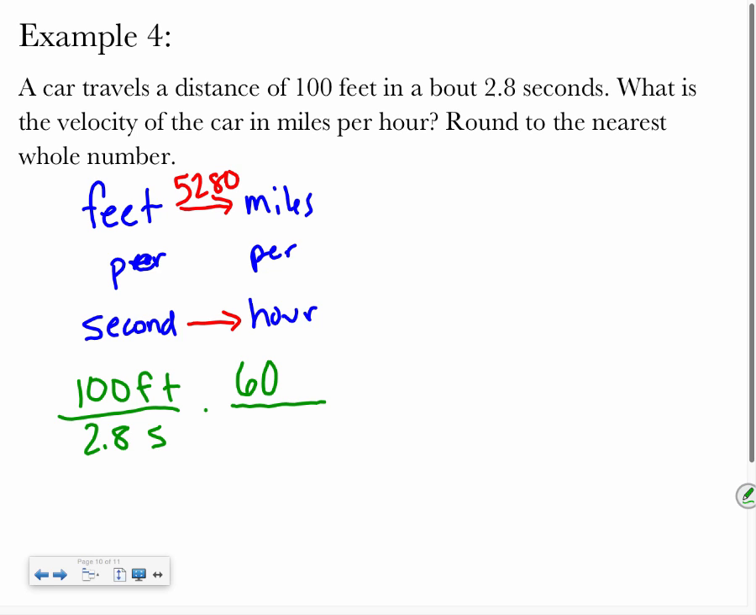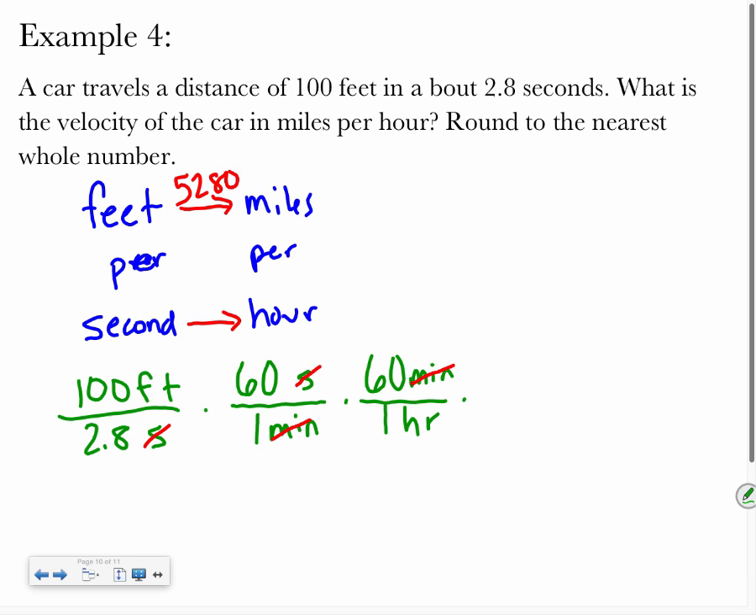So I'm going to do seconds to minutes, so 1 minute. The reason you want your seconds to be diagonal is when you have the same label and they're diagonal from each other, they cancel. So now we're left with minutes. Okay? So now if I do 60 minutes, my minutes cancel, and 60 minutes is 1 hour. So I'm left with the label hours on the bottom, right?